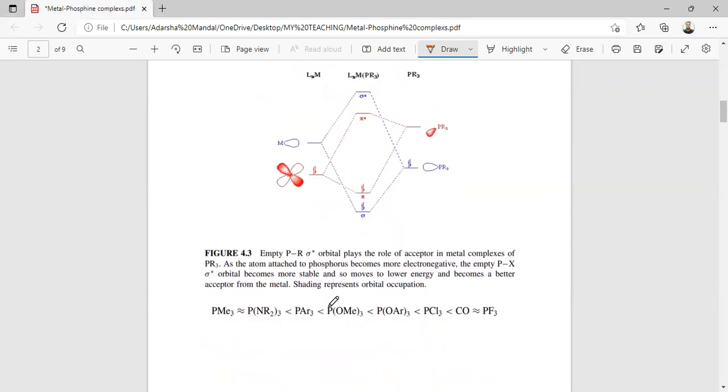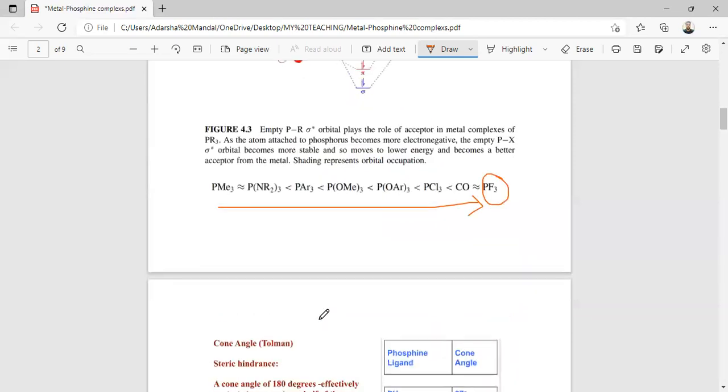So here PF3 is the strongest sigma acceptor, extracting electron density from the metal center. This is the increasing order of the electron accepting property of the various phosphine ligands. With PF3, the fluorine atoms will extract more compared to PCl3 or PMe3 or PR3.